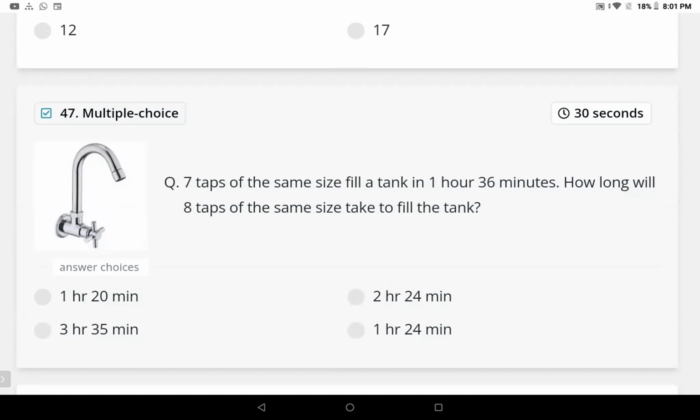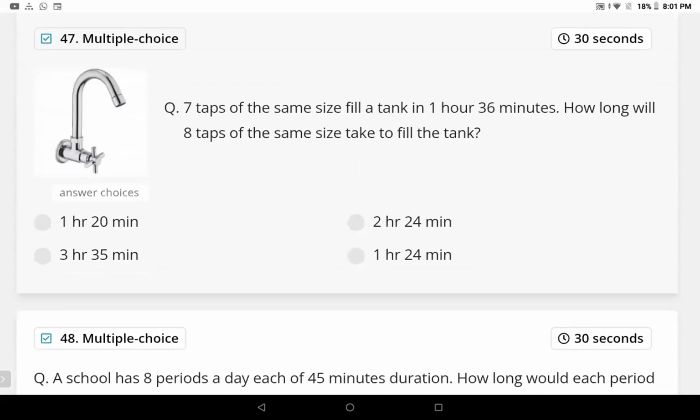Let her answer. 7 taps of the same size, 1 tank. Ma'am, it's D, 1 hour 24 minutes. It will come like 1.24. Okay, is it direct proportion? No, ma'am, it's indirect proportion.